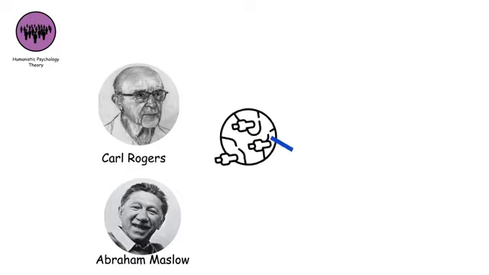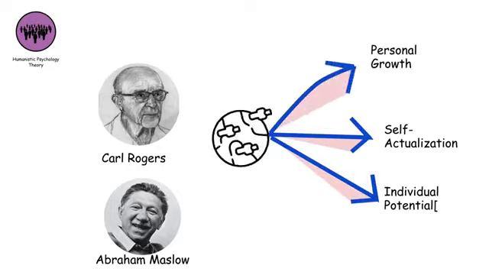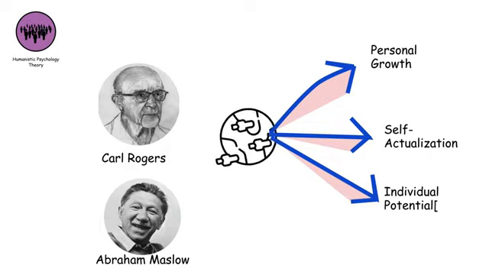Humanistic psychology theory. Humanistic psychology, spearheaded by Carl Rogers and Abraham Maslow, emphasizes individual potential, self-actualization, and personal growth. It emphasizes the importance of subjective experiences and personal choices in shaping behavior.